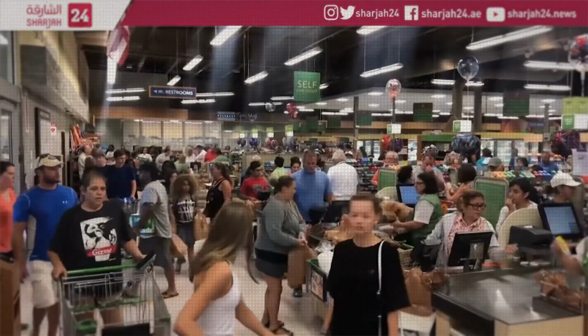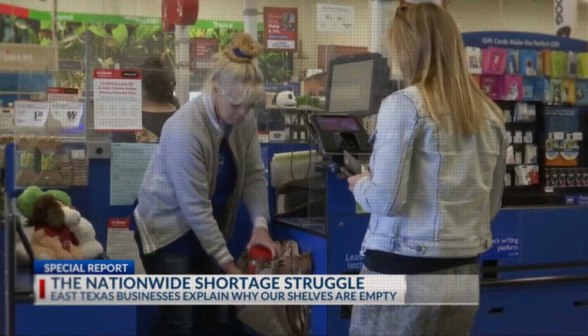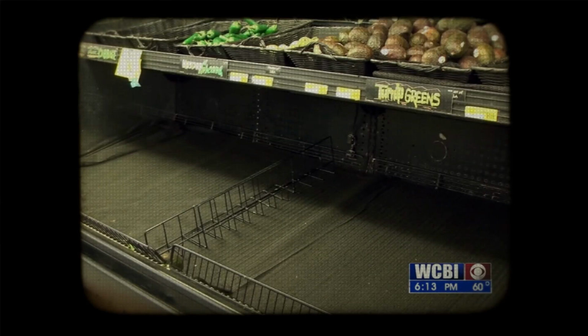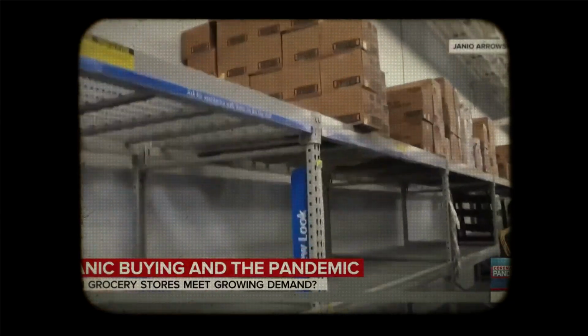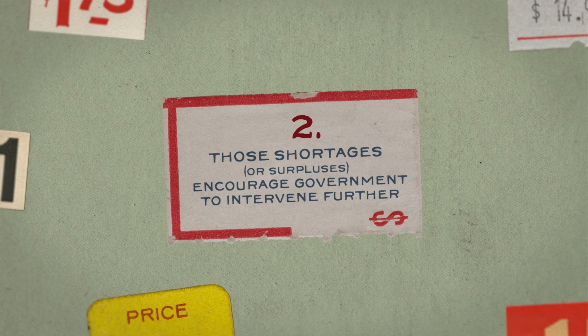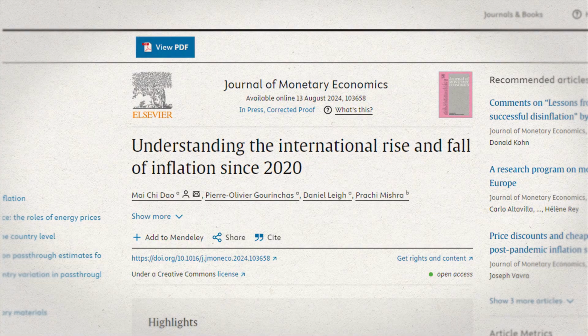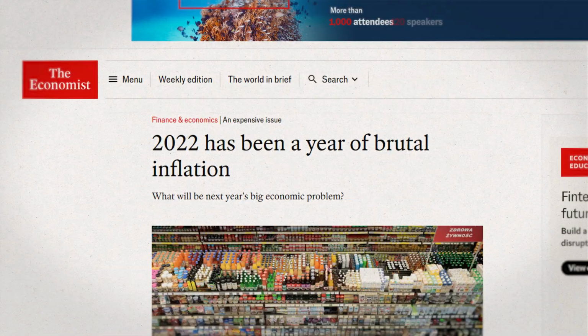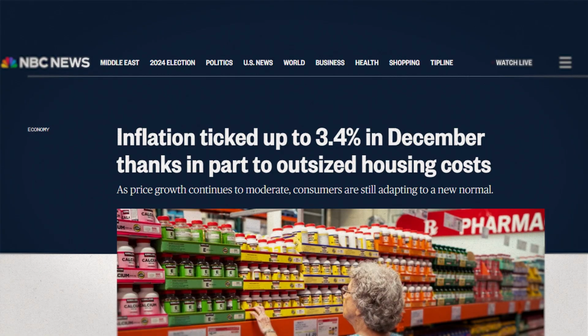And when people suddenly rush out to buy more of something, a shortage develops, which could lead to long lines, like what we saw during the Depression, or empty shelves, as we saw in the first months of COVID. Those shortages or surpluses encourage government to intervene further. The politicians see the long lines and say, "We must do something." See their efforts to combat inflation in the past 4 years and how they've made the problem worse.